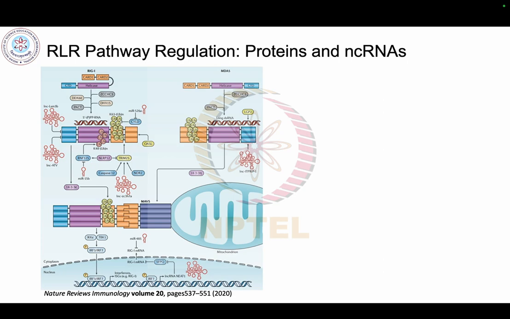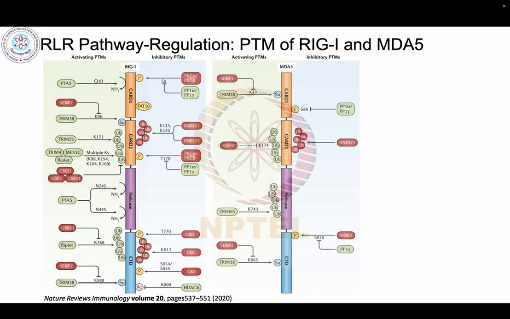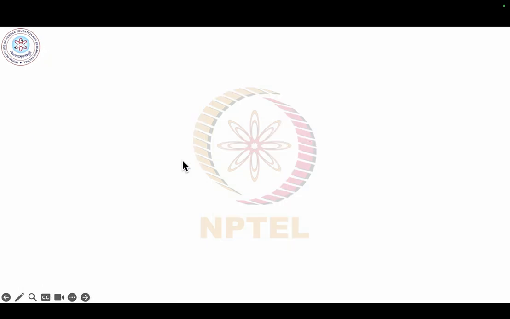So this is the RLR pathway regulation, and different proteins and non-coding RNAs are involved. Some activating post-translational modifications and inhibitory post-translational modifications are also involved here. For example, there is a post-translational modification, lysine 172 ubiquitinylation, that activates this pathway, and some inhibitory post-translational modifications are also there, which inhibit this pathway.